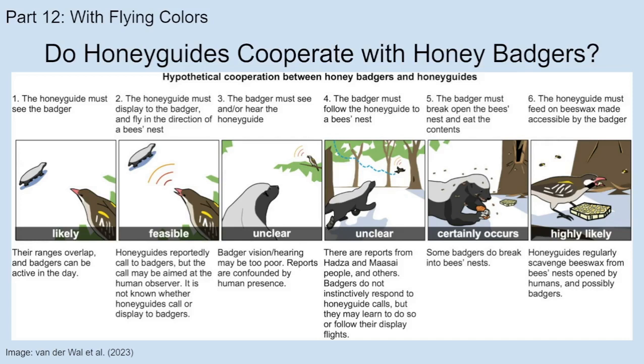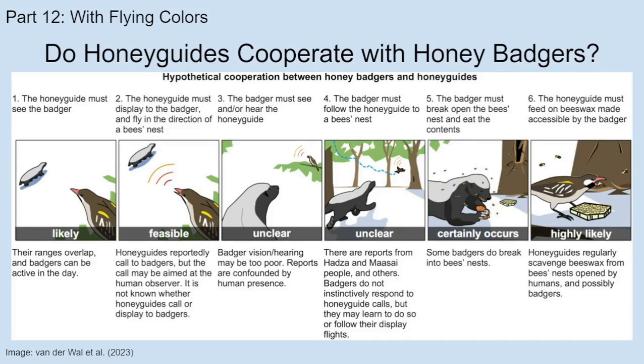And then the honey guides must display to the honey badger, like call out to the badger, to get its attention in some way. And this also seems plausible. People have done experiments where they showed honey guides honey badgers, and the honey guides seem to react to that, like they start calling and such. But a lot of these experiments have ambiguous results because they might be confounded by the presence of humans, right?